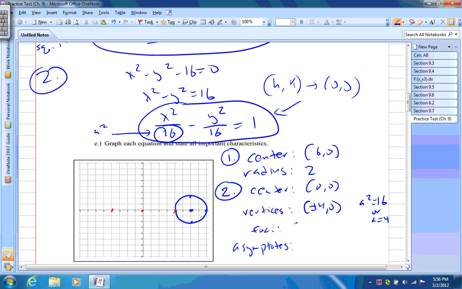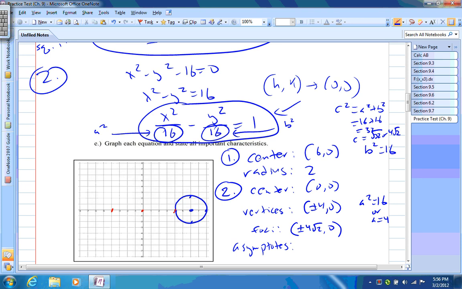The foci is going to be this. And here's the reason why. We know that b squared also equals 16. That's going to be b squared. And c squared equals a squared plus b squared. So it'll be 16 plus 16, which is 32. So c is going to equal root 32, or 4 root 2 if you simplify it.